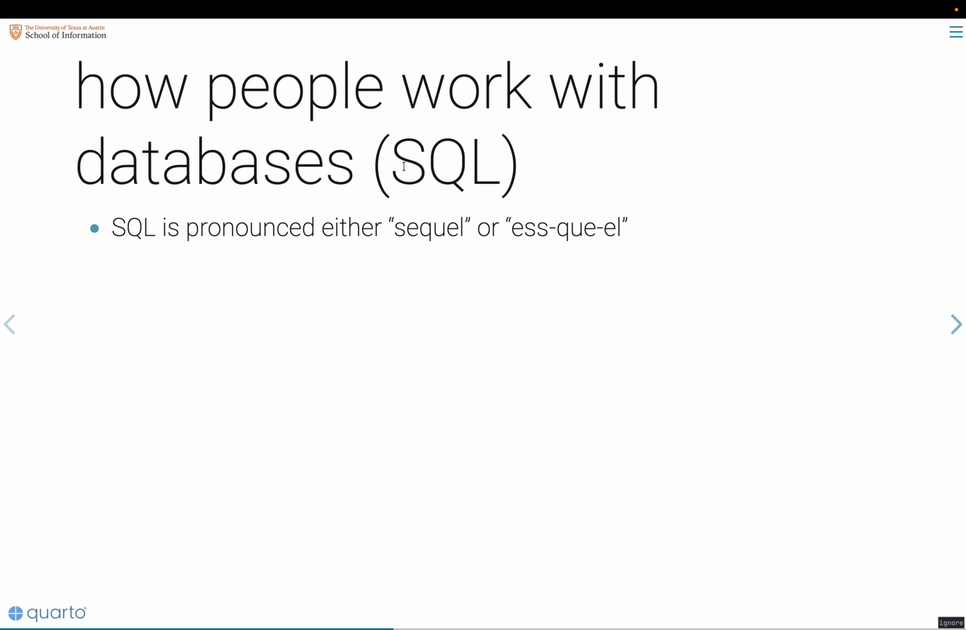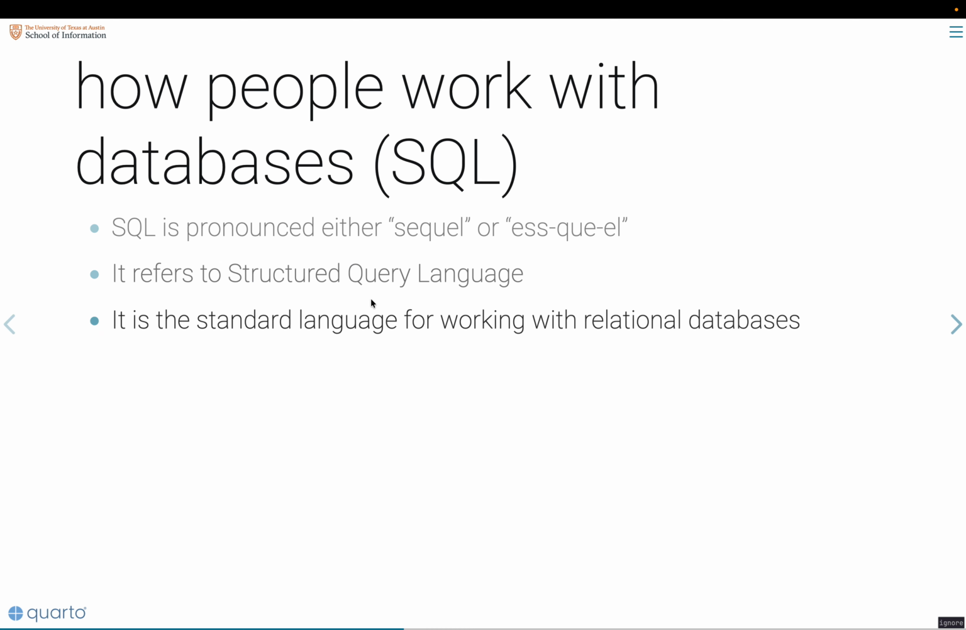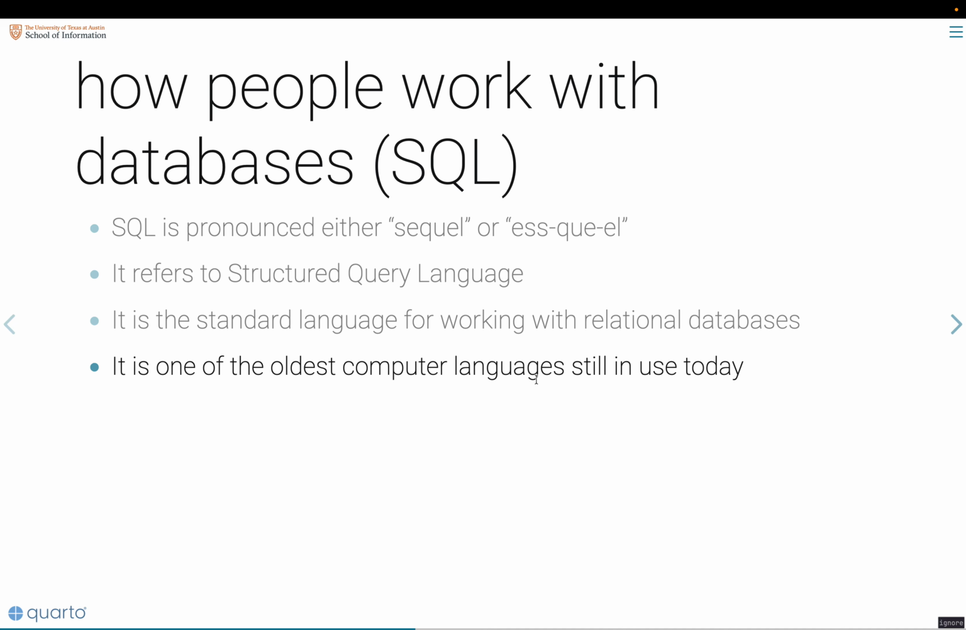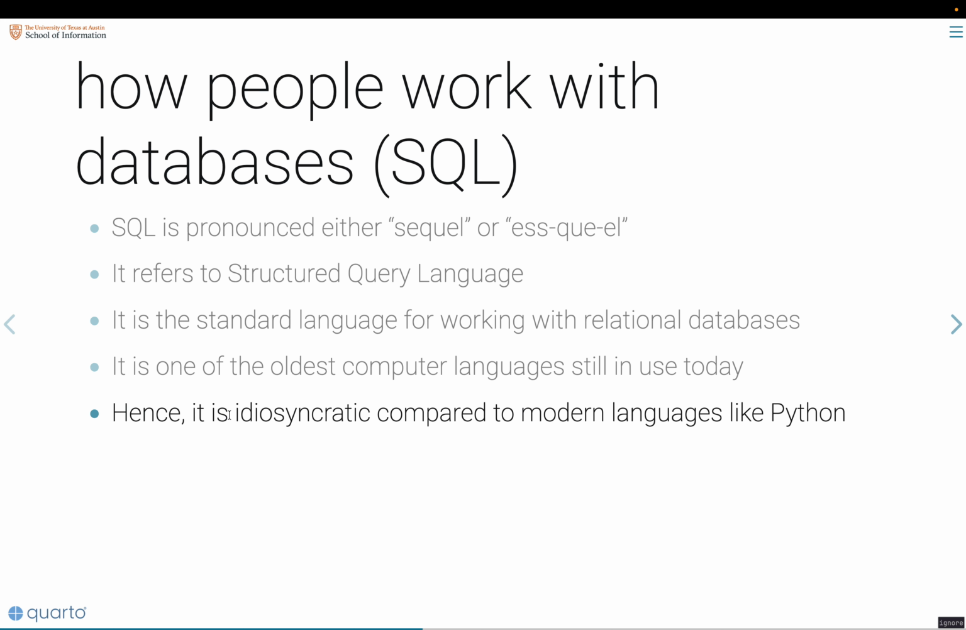The way that people work with databases is generally through a language called structured query language, pronounced either SQL or S-Q-L. I'll vary between the two. And it's the standard language for working with relational databases. It's one of the oldest computer languages still in use today. It was developed at about the same time that the relational model was developed. And it's idiosyncratic compared to modern languages. And I use Python as an example of a modern language. Python was actually developed back in the 1990s, although it's changed a lot to become more modern.